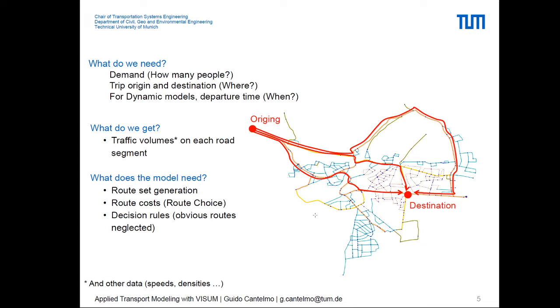Finally, we need some decision rules. Obviously, certain routes will be neglected, either because they are too expensive or simply because they do not make sense.